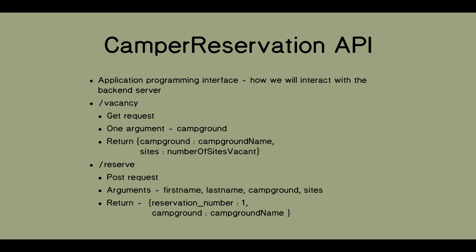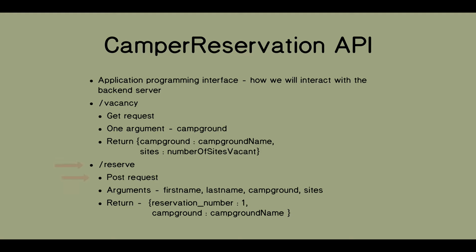So we are going to create a GET request to vacancy. It'll take one argument, what the campground is, and it'll return a little JSON object: what the campground is, and how many sites are available. And we're going to fake all this again because we don't have a database, so we're not using this database server.